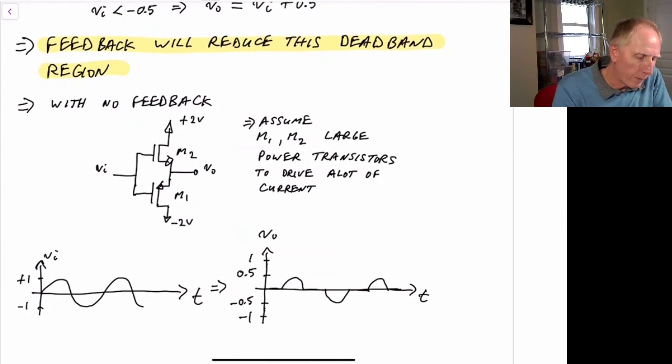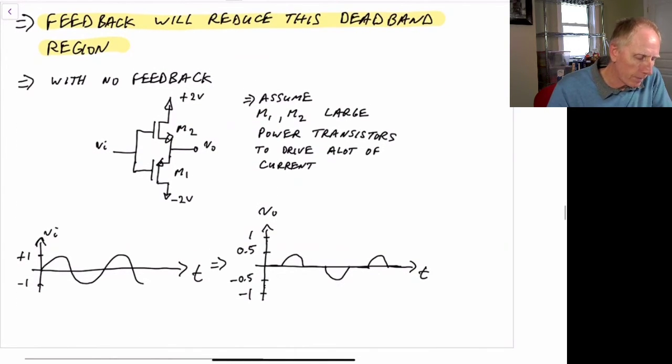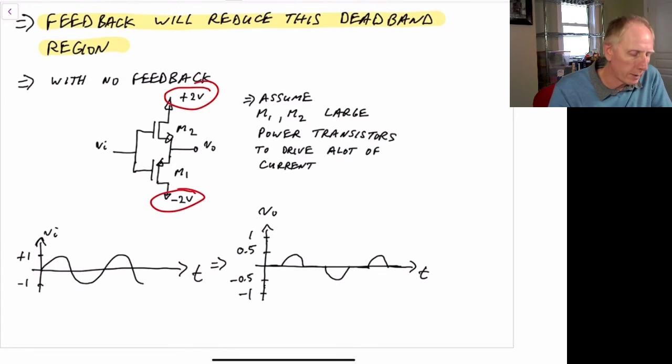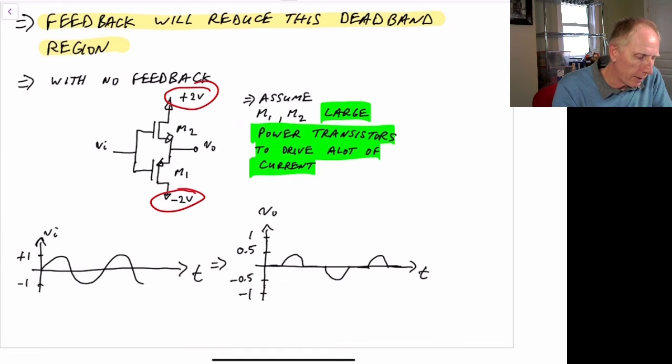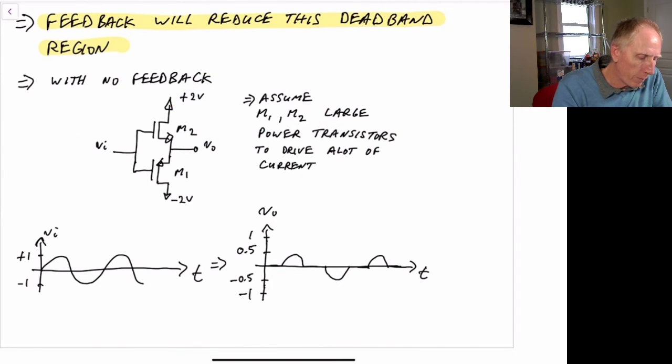So if we have no feedback in this circuit, and we have the case where the positive power supply is 2 volts, negative power supply is minus 2 volts, M1 and M2, and we'll assume, as I mentioned, these are both large power transistors because they need to drive a lot of current. If we applied, with no feedback, just the input voltage VI here and looked at the output voltage, then for the input voltage VI we would get a voltage which would look something like this. In this case here, we're going up to a value of plus 1 volt and minus 1 volt, and say it's a sinusoidal wave.